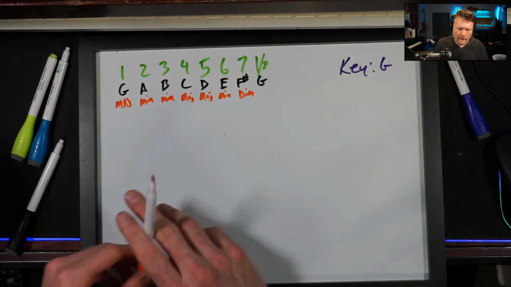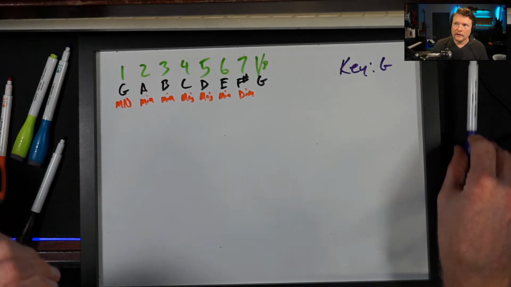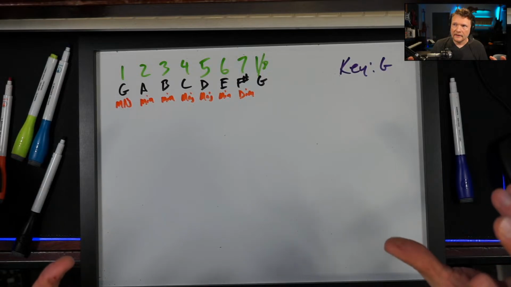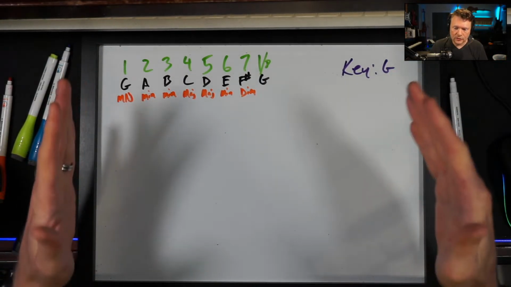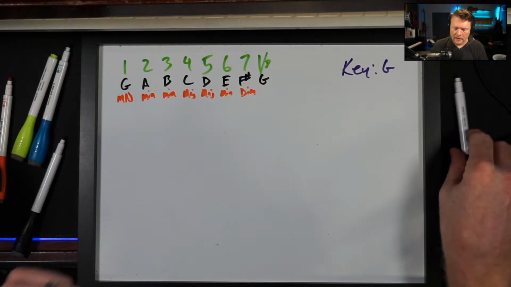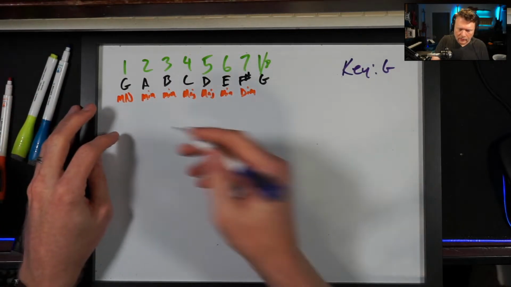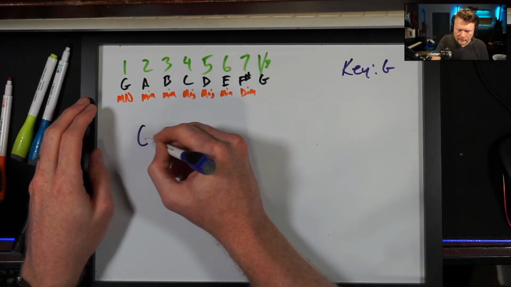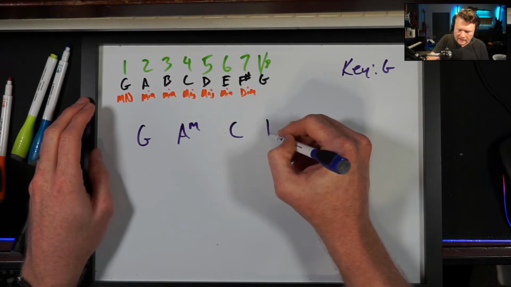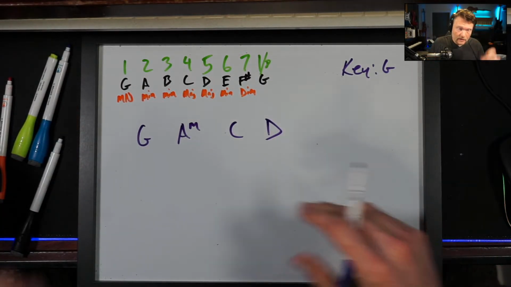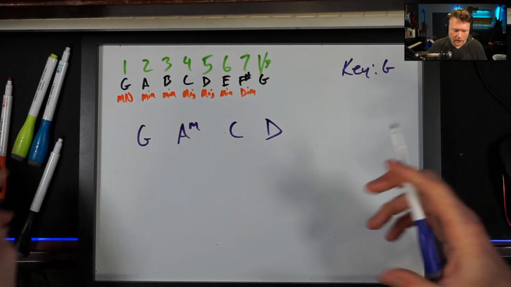So what that means as far as learning the number system, if you learn it within the key, apply it again practically to something you're playing. For example, let's look at a couple of chord progressions, like the one we just did in the last example. We have G, A minor, C, and D. You've got the music you're playing.